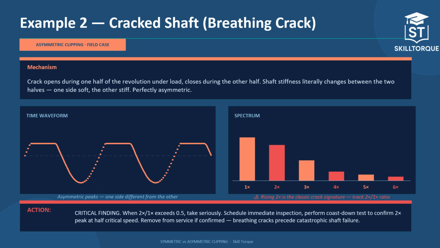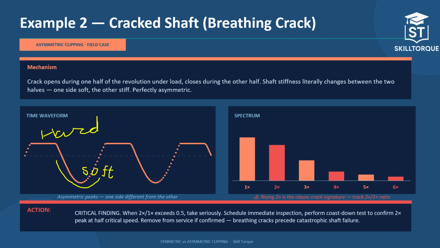Why asymmetric clipping? Let's say there is one crack in the shaft, on one side, so there will be two movements there: a soft movement and a half movement. Let's say my shaft is rotating one complete revolution. When it comes down under the load, the crack will be slightly open, and when it goes without load or goes upside, the crack will be slightly closed. So the crack will be open, close, open, close.